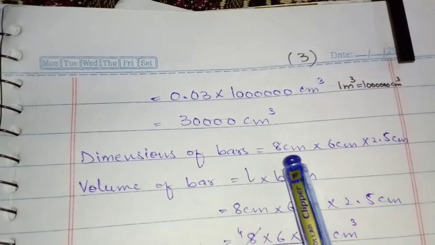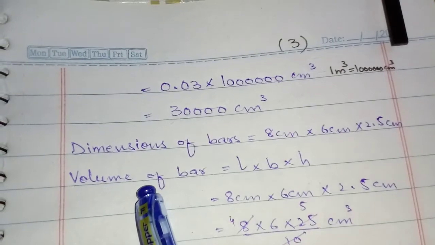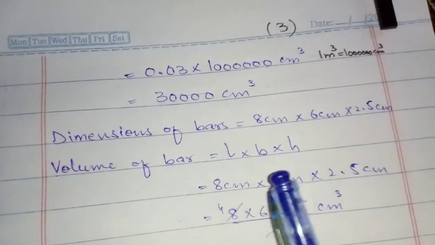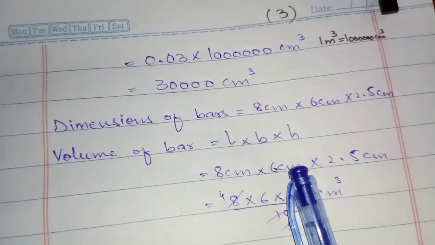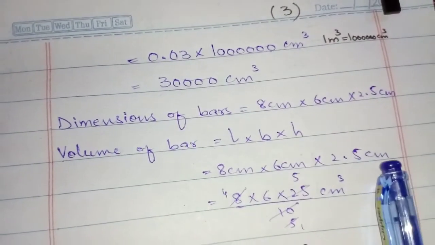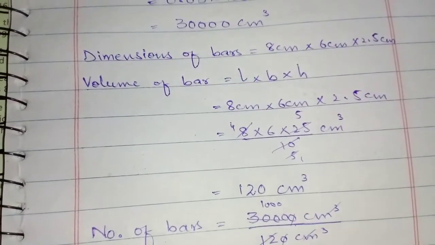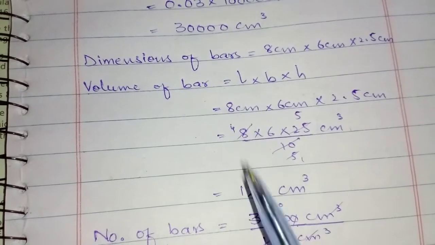Dimensions of the bar are given in the question: 8 centimeter, 6 centimeter and 2.5 centimeter. Similarly, volume of the bar is equal to length multiplied by breadth multiplied by height. So 8 centimeter multiplied by 6 centimeter multiplied by 2.5 centimeter. After removing the point we get 10 in the denominator. And after the cancellation we get 120 centimeter cube, the volume of the bar.